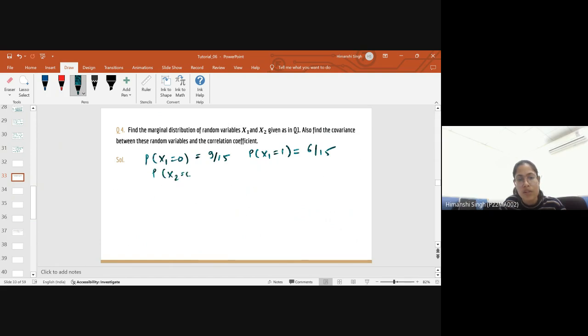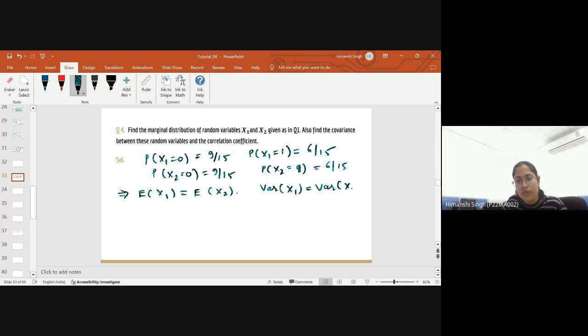x2 equals 0 is 9 by 15. So basically x2 and x1 are taking the same values. The marginal distributions for x1 and x2 are the same, which implies that the expected value of x1 equals the expected value of x2, because they have the same PMFs. So their expected values will be the same, and the variance of x1 will equal the variance of x2.